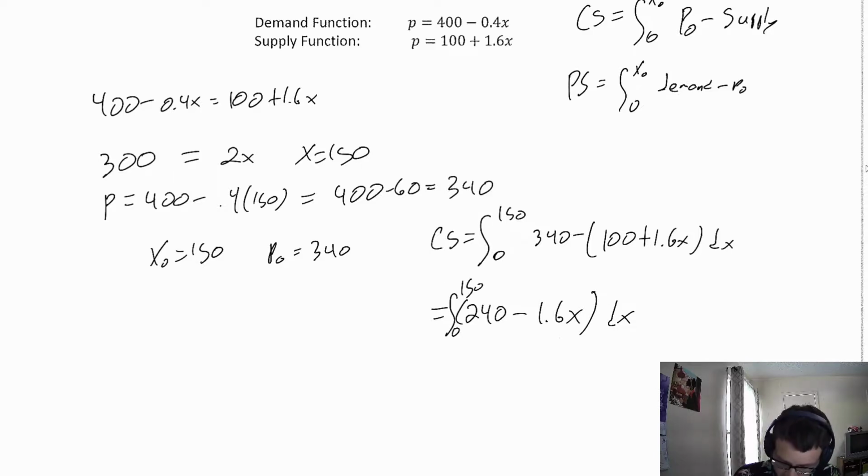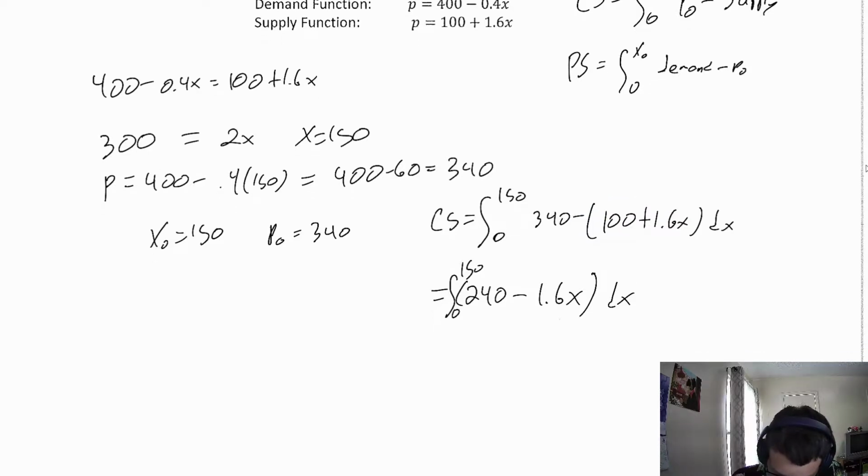Sorry, we're not distributing a 340, we're just distributing a negative. So we're here. We can take the antiderivative. We get 240x minus 1.6 over 2 x squared, evaluated from 0 to 150. And now we just plug into our calculator. And I'll leave that part to you.